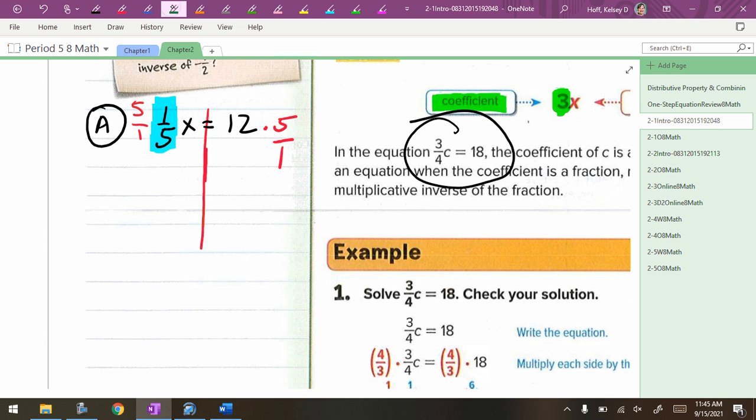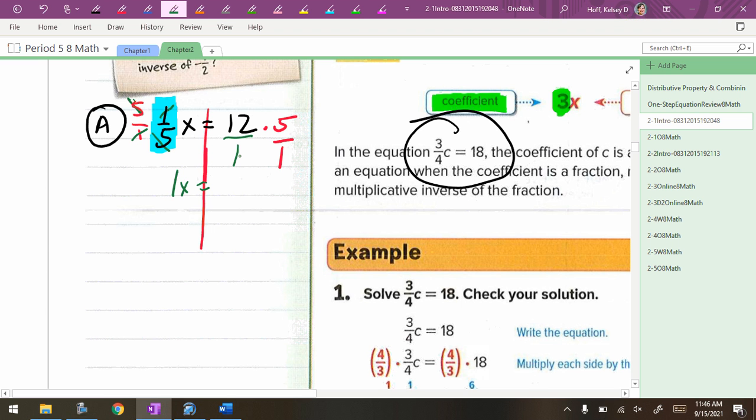Now, this is Miss Huff's favorite part. We can cross-simplify over here, right? We get cross-happy. 5's cancel, 1's cancel. All I have remaining is a 1x. Everybody always asks, do I have to put the 1 in front of the x? Not technically, Miss Huff always does. On the right-hand side, in order for me to multiply with a fraction, I need 12 to be a fraction. How do I make 12 a fraction? Put it over 1.